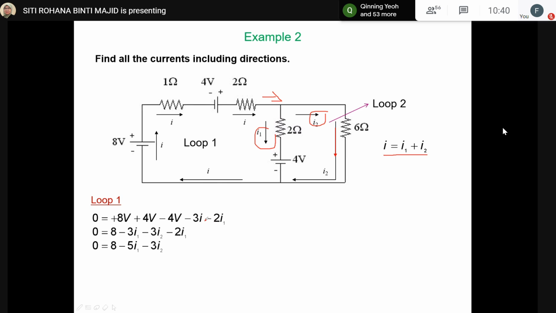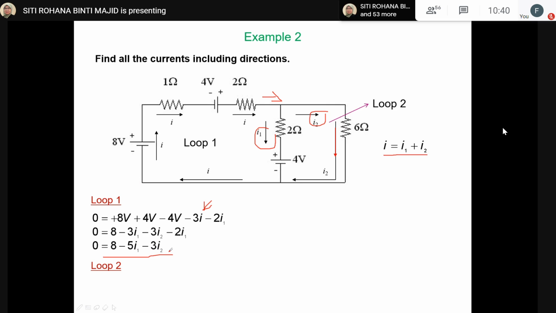Okay, so here again we look at this part, which is 3I1. So I1 equals to 3I, sorry, 3I here, and the I equals to I1 plus I2. So you substitute these values into here, and then you will get this one, which is 8 minus 5I1 minus 3I2 equals to 0.